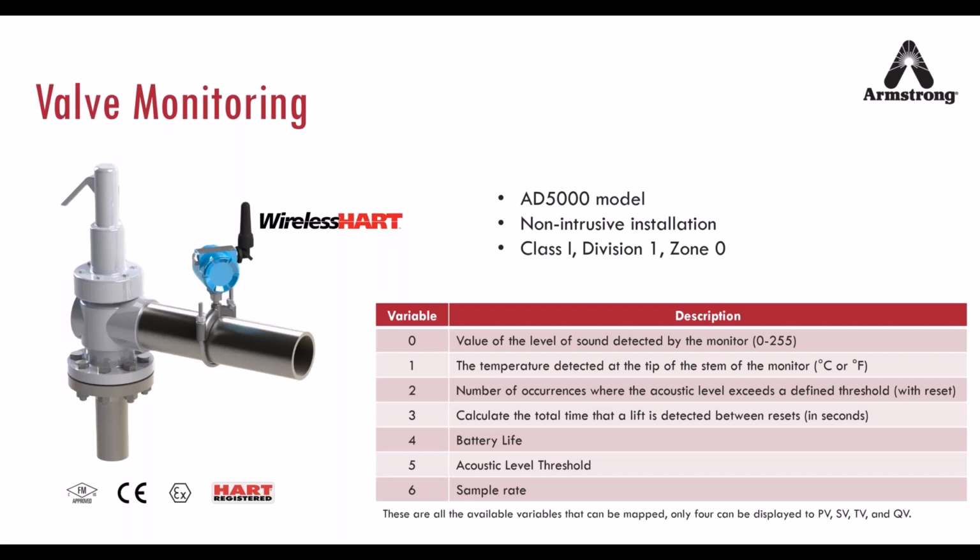And so you can actually select what you want to see on the PV, SV, TV, and QV. That's up to you. That model, the 85,000, is also Class 1, Div 1, Zone 0. Non-intrusive installation. It's just a clamp. It's HART registered as well, like the steam trap monitoring device, which complies, and you make sure that you have a device that is safe on your network. And so you can easily now monitor any valve, any place. Next.